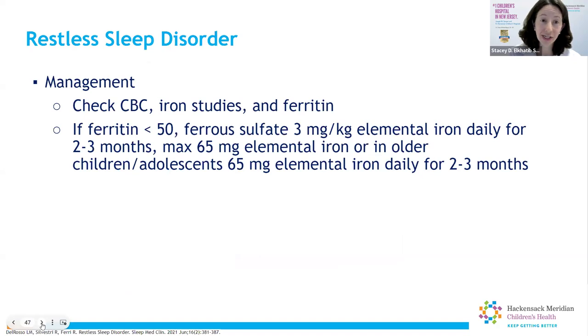Management is actually similar to restless legs when it comes to iron. The pathophysiology is not fully known in restless sleep disorder, but again, it's thought to be related to low brain iron stores. So it'd be the same thing as restless legs, looking at the CBC, iron studies, and ferritin and trying to get that ferritin above 50.